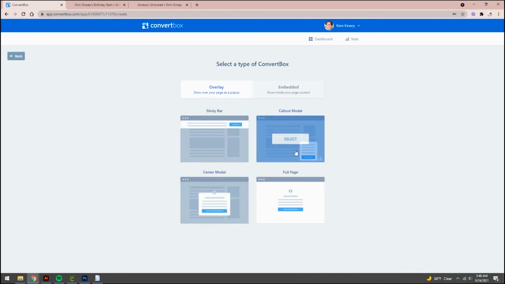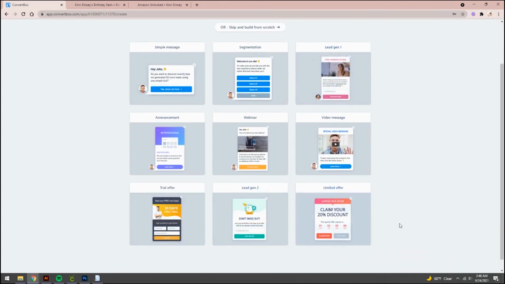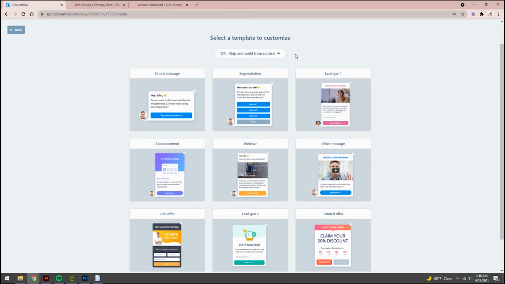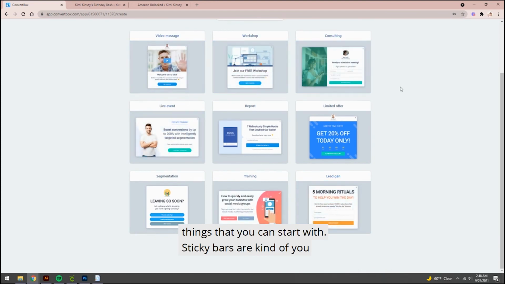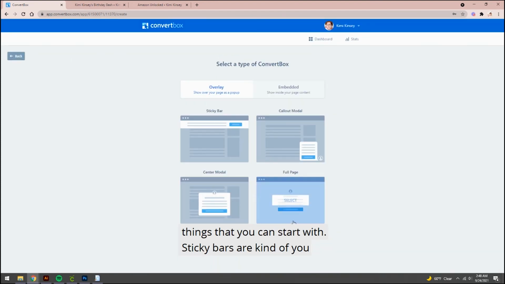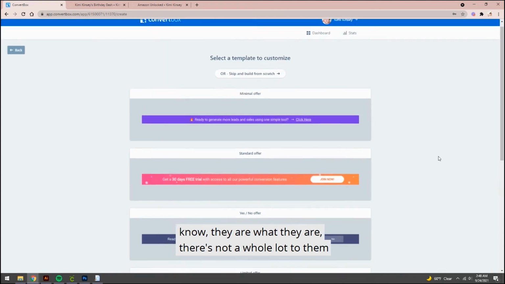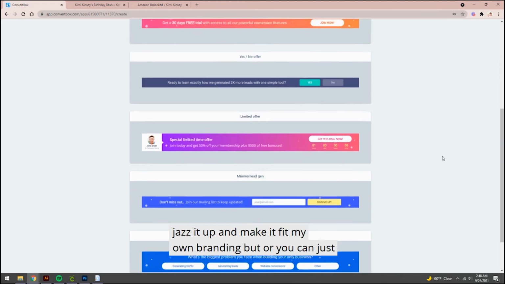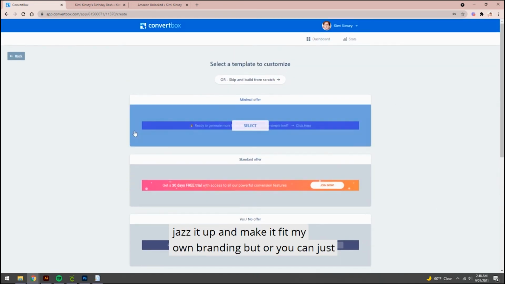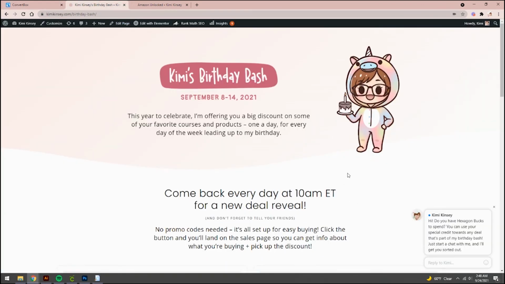But if I wanted to come in here, there's so much you can do. And I really love that they give you a whole bunch of options to start off with, or you can skip and build from scratch. Or like this one here, again, they give you lots of things that you can start with. Sticky bars are what they are. There's not a whole lot to them, but I think you get the idea that I was able to jazz it up and make it fit my own branding, or you can just build one from scratch. But yeah, that's it for the birthday bash.